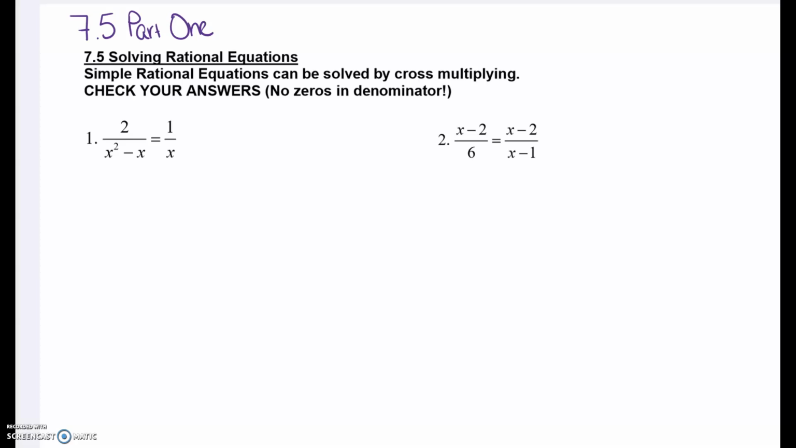If we have fraction equals fraction, the method for solving is cross multiply. Now, some of you are going to love this because you try to cross multiply all the time. The only time in math that you can actually cross multiply is when you have fraction equals fraction. So we have fraction equals fraction, we are going to cross multiply.